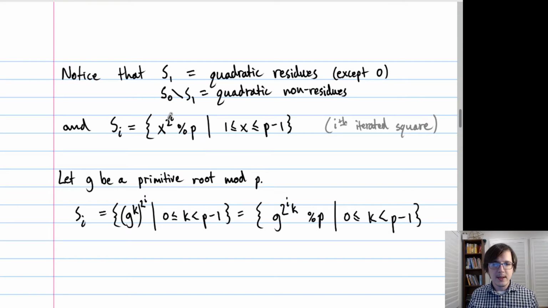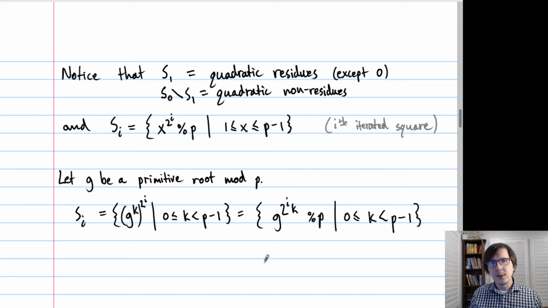Also, something we can work out is that since Si is the squares of the squares of the squares of the squares, we can collapse that whole thing down so it's not a recursive definition. And so Si is x to the 2 to the i mod p for all x in the range 1 through p minus 1.